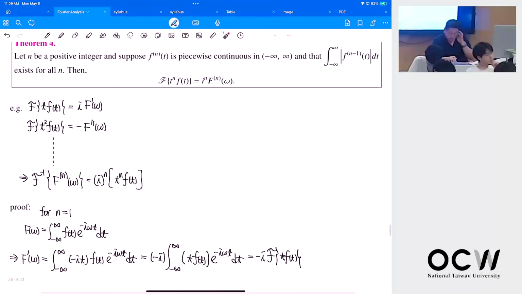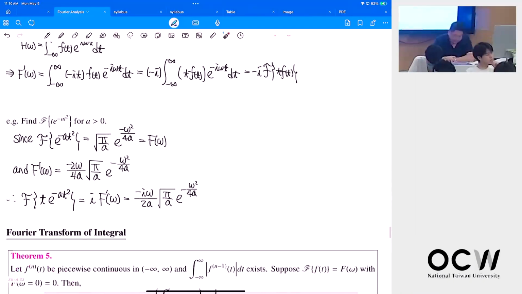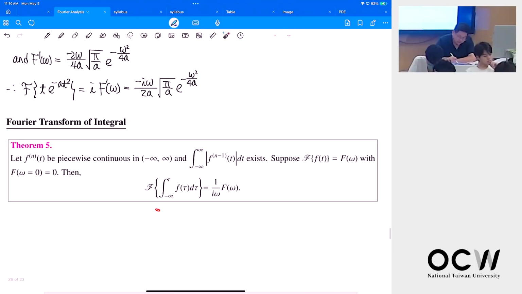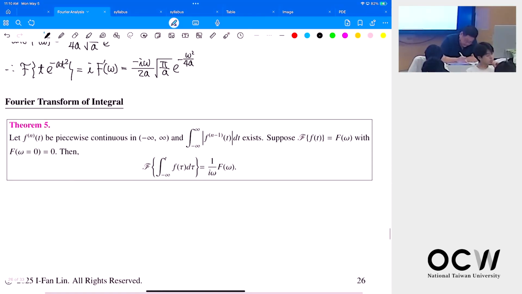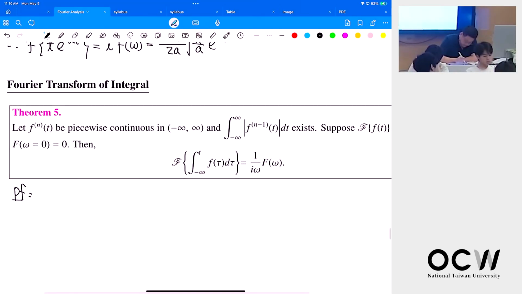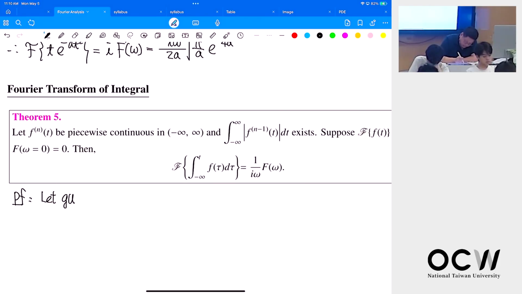Now, for the integration, if I do the Fourier transform for the integration, in the frequency domain, I will divide by i omega. Okay, let's quickly prove this and then we can take a break. So suppose the g function, this is the g function.